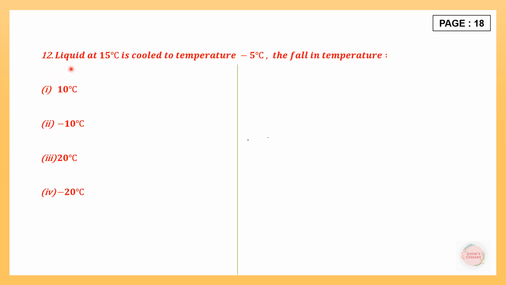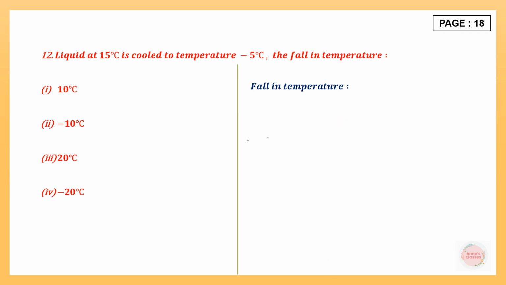Question 12. Liquid at 15 degrees Celsius is cooled to temperature minus 5 degrees Celsius. The fall in temperature is one of these. That means there was a liquid which is at 15 degrees Celsius and this is now cooled. And now the cooled temperature is minus 5 degrees Celsius. That means from 15 degrees Celsius it has come down to minus 5 degrees Celsius. That's why it says fall in temperature. It is reduced. So now the question is find out the fall in temperature. By how many degrees has it fallen from 15 degrees Celsius to minus 5 degrees Celsius?